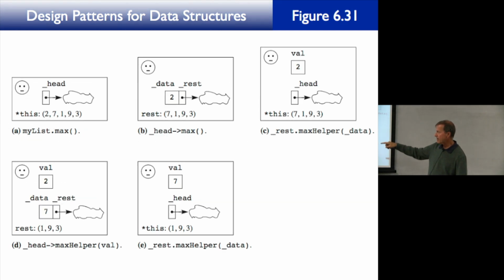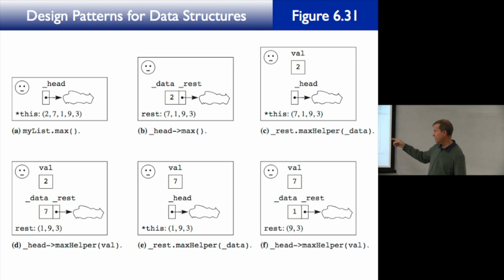And now we are back in the list environment, but our underscore head now is pointing to the 193 because it does rest. See, it does underscore rest dot max helper. All right, so there it is. But now what does the list do? What does this one do? It says, I don't know if I'm empty or not. So it calls the node, passes along the 7, calls the node. But now what does it do?